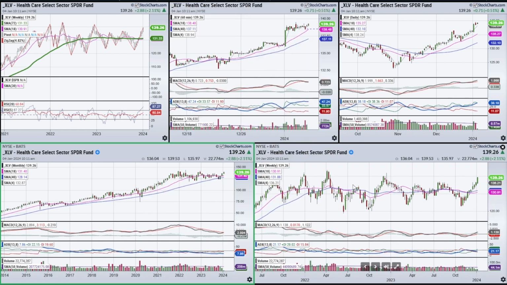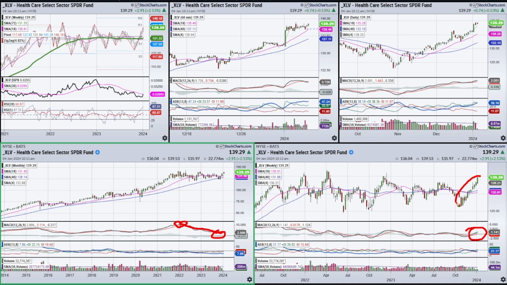And then the last area I want to take a quick peek at has kicked off the year with a vengeance, is this healthcare area. Now, look at how long this has been correcting. Now, it didn't even make it back down to the zero line, but we're starting to show signs of life. And this is really nice price action here to end the year and to start this year.